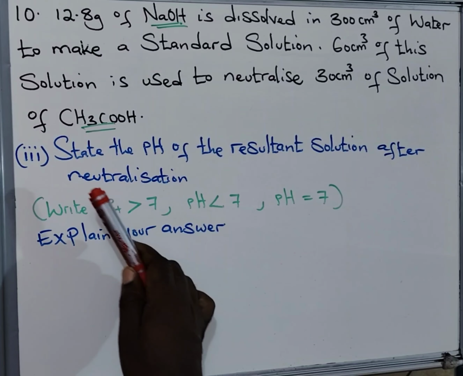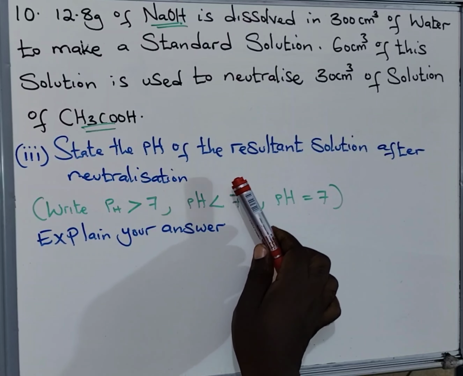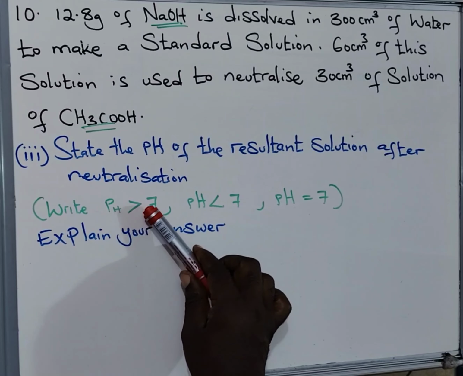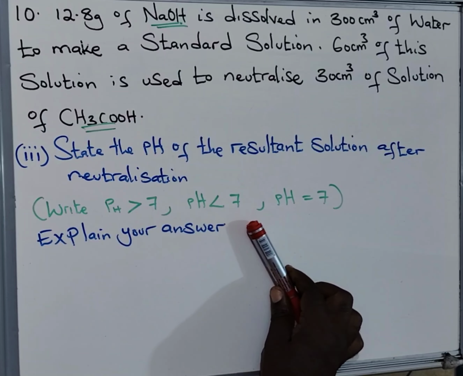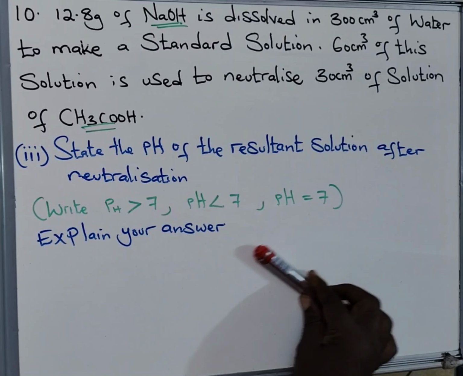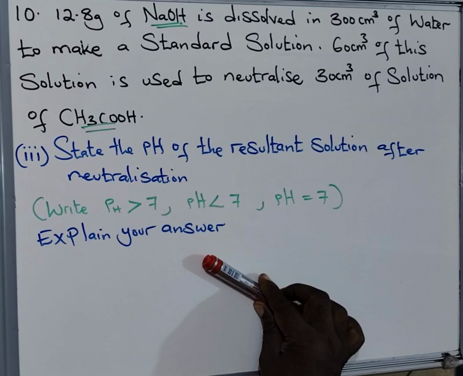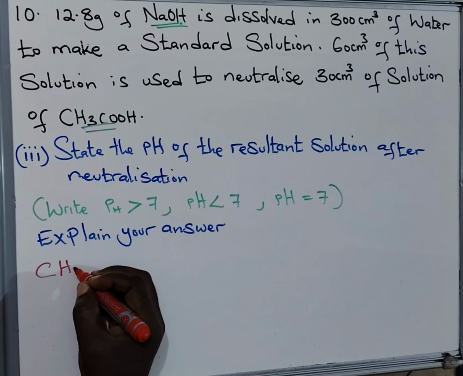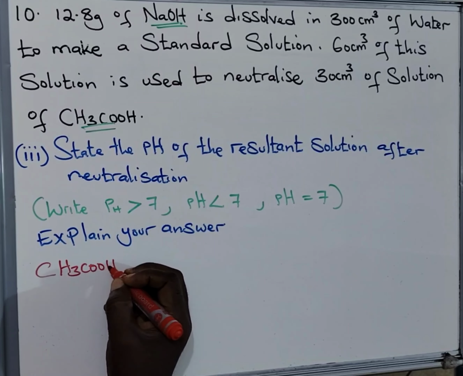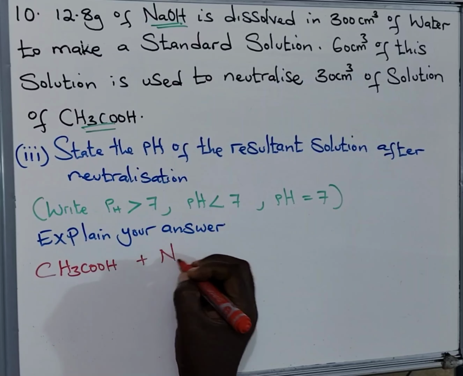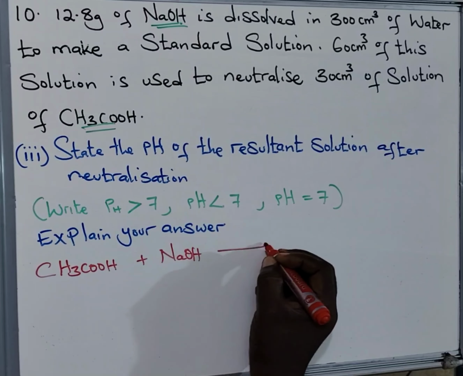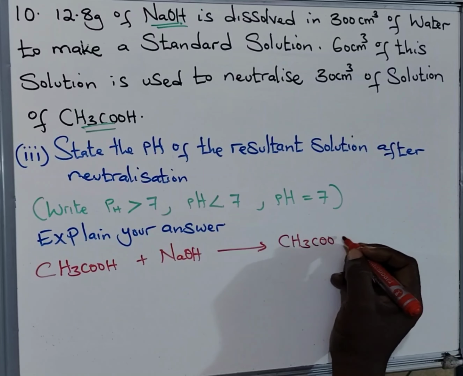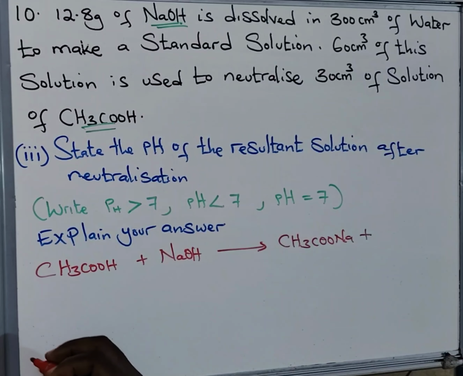Then comes this question. It says, state the pH of the resultant solution after neutralization. Write pH greater than 7, pH less than 7, or pH equal to 7. Explain your answer. Okay, so here you have to realize that the initial reaction which took place is between ethanoic acid plus sodium hydroxide, giving you the salt, which is sodium ethanoate, and plus water.